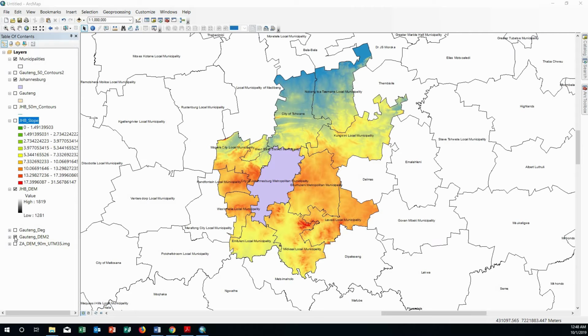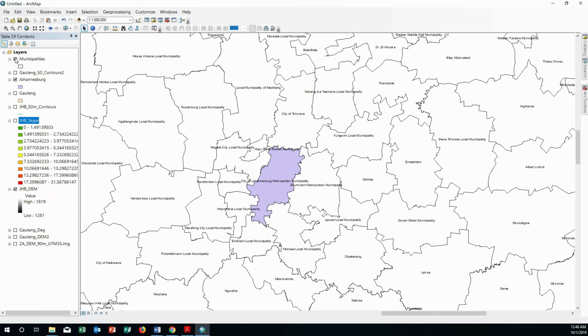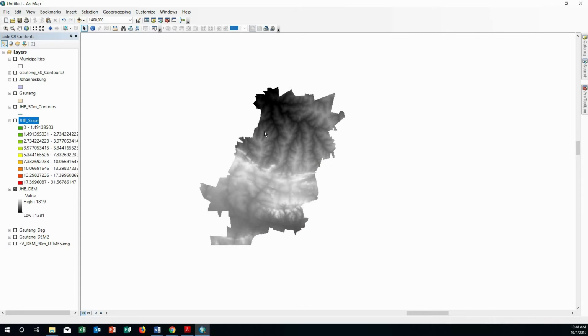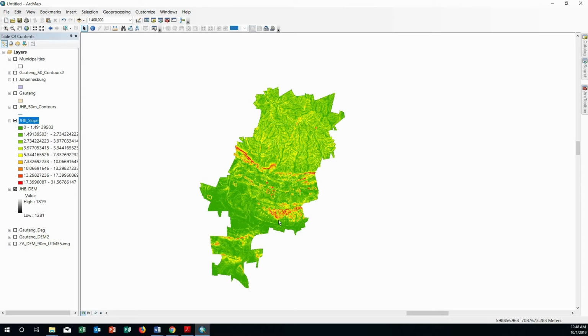So I'll just switch off all these layers so it's not a bit too busy. I'll zoom in a little bit. I'll switch off my Johannesburg. So obviously there's my already clipped digital elevation model for Johannesburg, and I've got my slope already. So basically the slope is also good for showing areas that are prone to landslides.